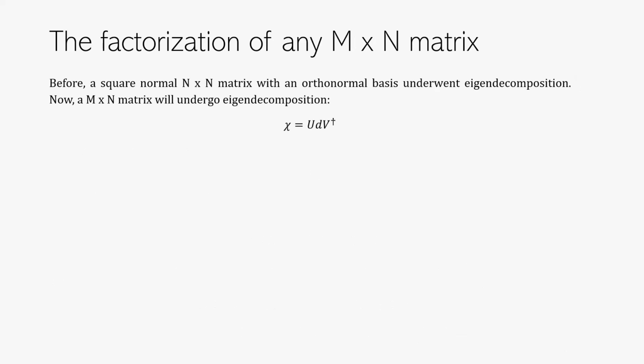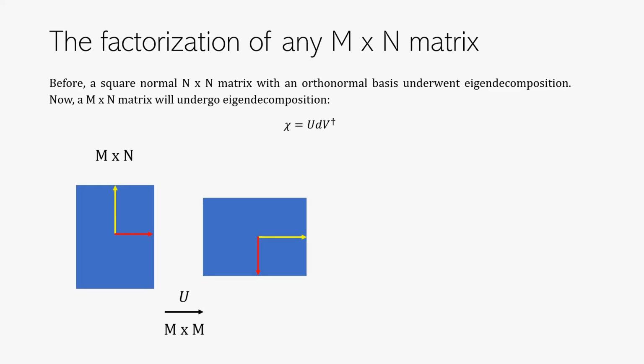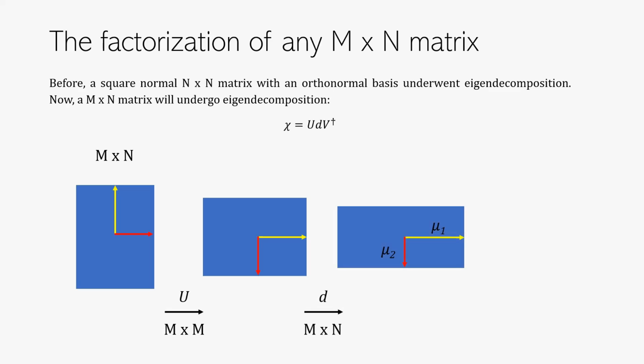So now we can generalize the process of factorizing matrices. Before, we took a square, normal, n by n matrix with an orthonormal basis through eigendecomposition. Now we'll take an m by n matrix through the process so we can identify correlations between the two systems. So we'll start with an m by n matrix, and this matrix undergoes a rotation given by an m by m unitary matrix called U. Then it undergoes a stretch given by this m by n rectangular matrix called D, which has non-negative real numbers on the diagonal.